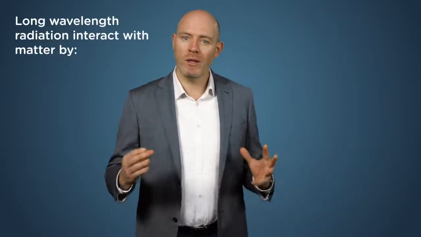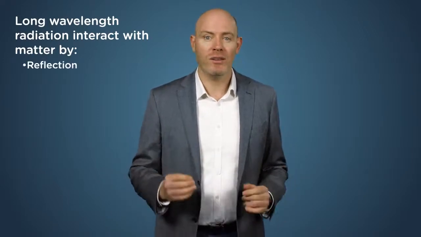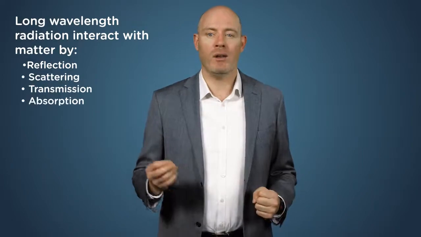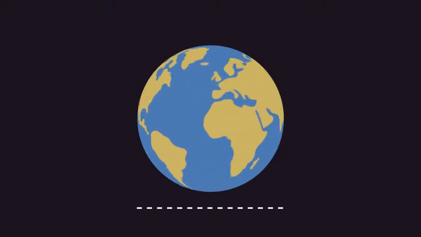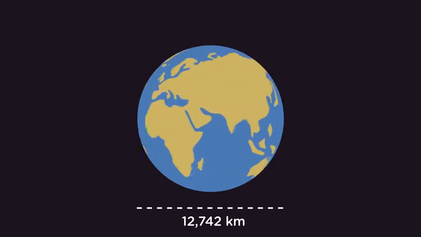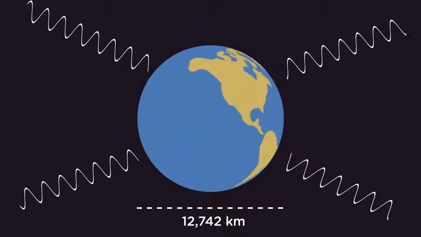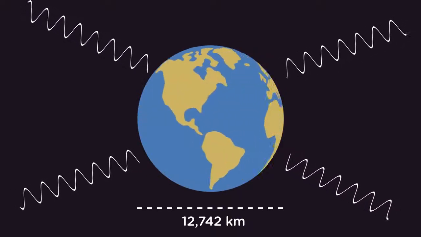And as you may remember from the last module, radiations of this size interact with matter through reflection, scattering, transmission, and absorption. For example, the diameter of the Earth is just under 13,000 kilometers. This means that radio waves with wavelengths in this range will interact with the Earth.